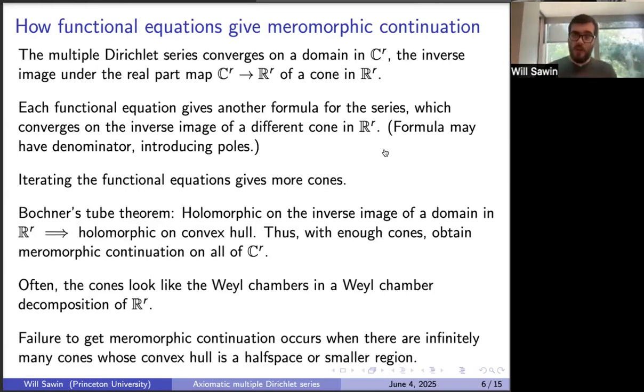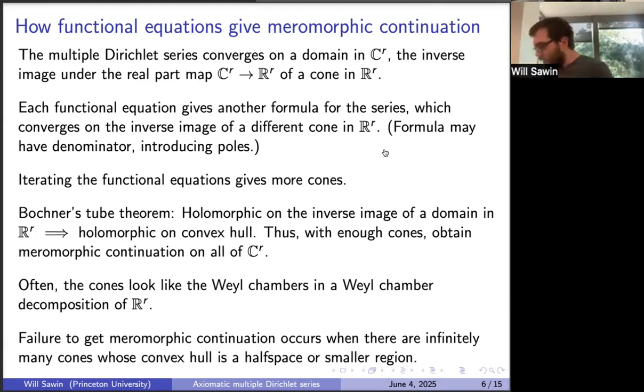You can apply the functional equation and then plug in the sum, and this new formula will converge on some other cone. So it'll show that the series is holomorphic on the inverse image of a different cone in R^R. Sometimes the functional equation has a denominator in it, so you only get meromorphic and not holomorphic, but that's not relevant for the convergence issues because you always take the denominator outside of the sum you're trying to show is convergent.